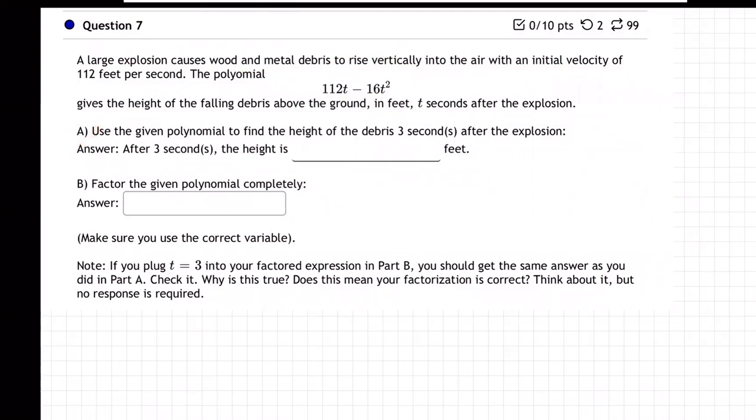A, use the given polynomial to find the height of the debris 3 seconds after the explosion. Answer, after 3 seconds, the height is blank feet. So what do we do there? Well, this is just a plug-in. They're telling us 3 seconds. Remember what it says right here? T is the seconds. So that just means plug in t equals 3 to the formula.